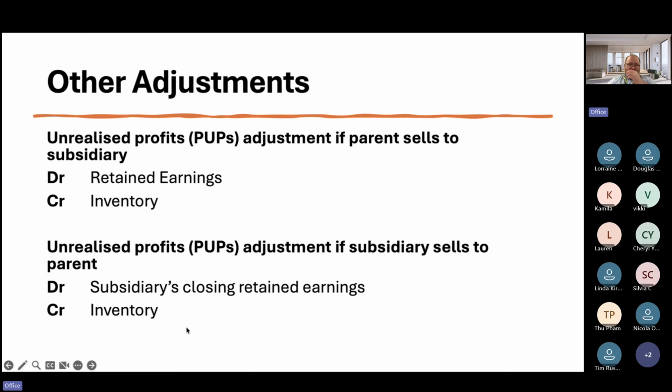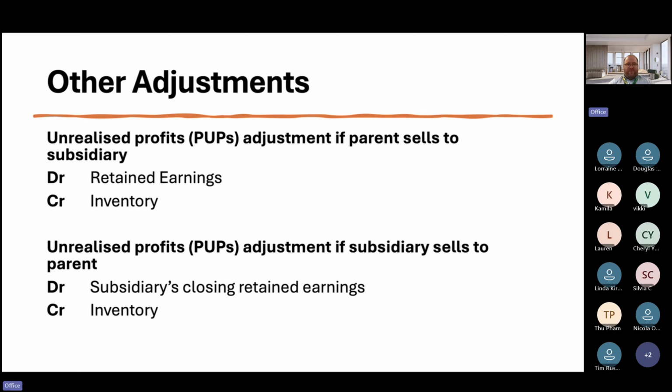So unrealized profit adjustments: if the parent sells to the subsidiary, then you need to debit retained earnings and credit inventory for the value of the unrealized profit. If the subsidiary is selling to the parent, so it's the opposite way round, then you're going to debit the subsidiary's closing retained earnings and credit inventory.